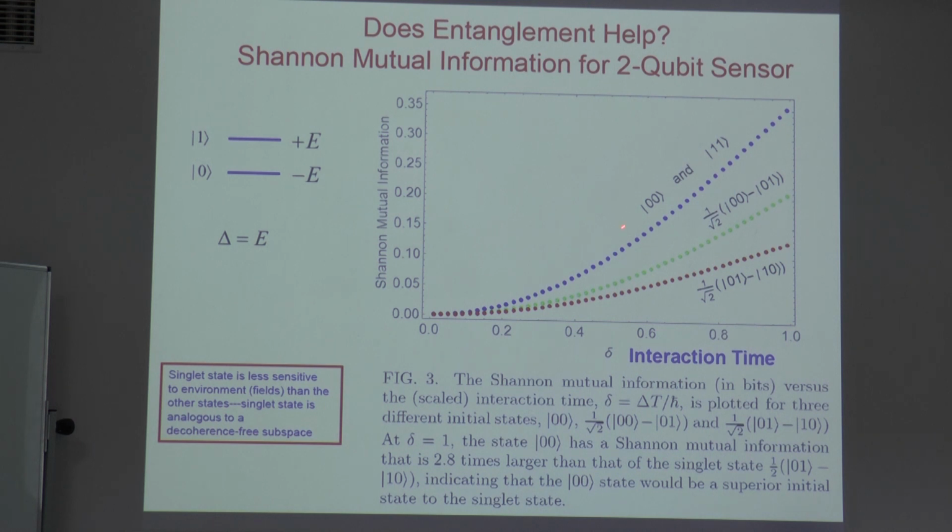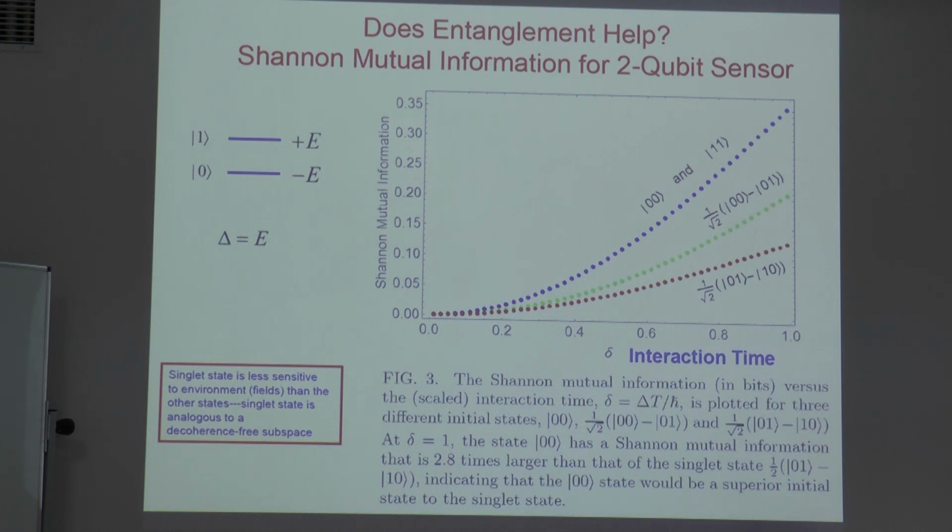Here's the Shannon mutual information versus interaction time, and when I start out the qubits in a product state, 0, 0, so qubit 1 is in the lower state, qubit 2 is in the lower state, this is the curve of how the information increases with time. And here's qubit 1 and 2 in the 1, 1 state. It's the same curve. This is just a product state also, because you can factor out the 0. On the other hand, this is the singlet state. Notice that you get the least information in the singlet state compared to any other state. So that means entanglement is bad. You don't want to start this quantum sensor of two qubits out in an entangled state because you get the least information.